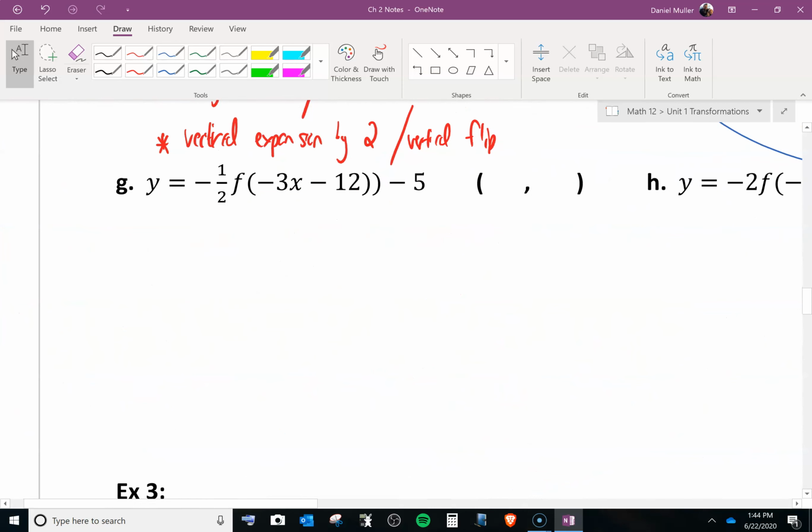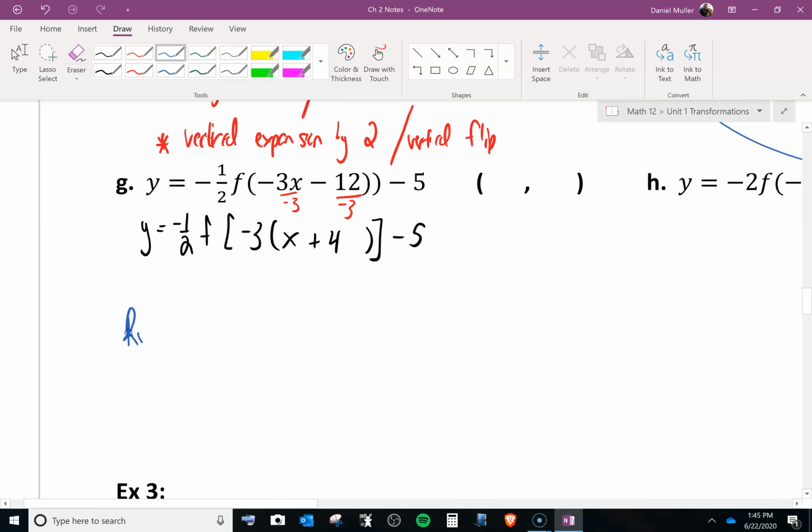Now for G, again, the x is not alone here. I have to take this out. So I'm going to have to take out the negative 3. So I'll divide by negative 3 and divide by negative 3. I'll factor that out so that I'm just left with the x, and negative 12 over negative 3 is a plus 4.